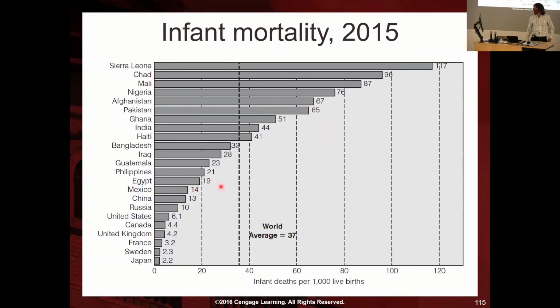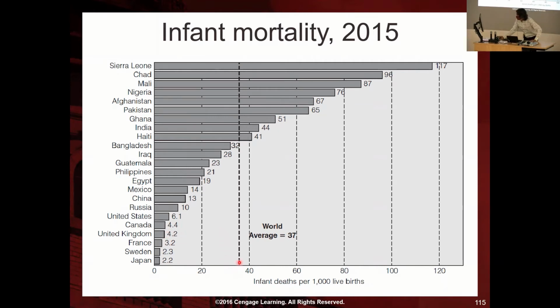Infant mortality has a lot of variation across countries in the world. Sierra Leone, in this case, had 117 deaths of children before they reach age 1 per 1,000 births, according to data from 2015. Chad, Mali, Nigeria, Afghanistan, Pakistan, Ghana all have really high levels of infant mortality. And then you get Egypt, North Africa, Mexico, China, Russia, the US, Canada. You start to see much lower levels of infant mortality.